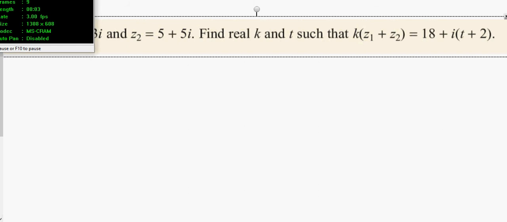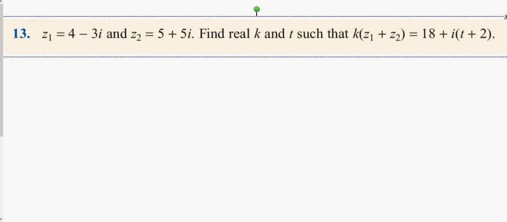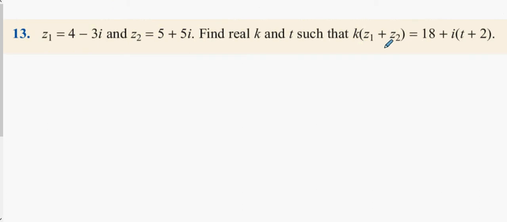Alright, 13. Add set 1 and set 2 together is the first thing you should do. So 4 minus 3i plus 5 plus 5i. So that should be relatively easy. You should get 9 plus 2i.